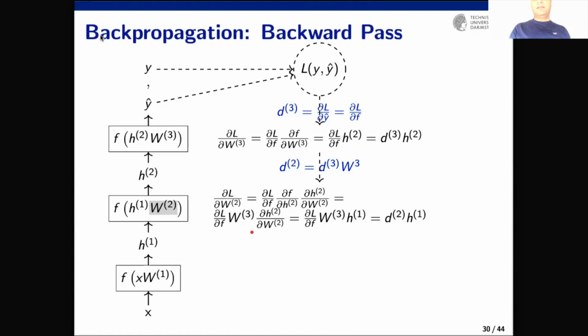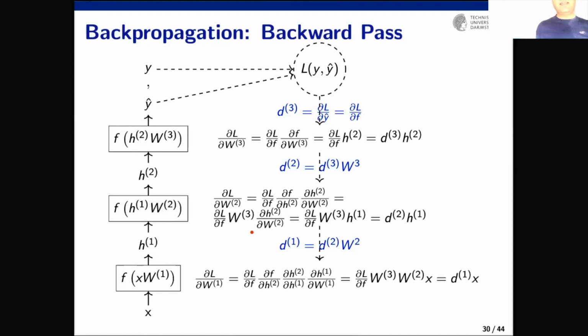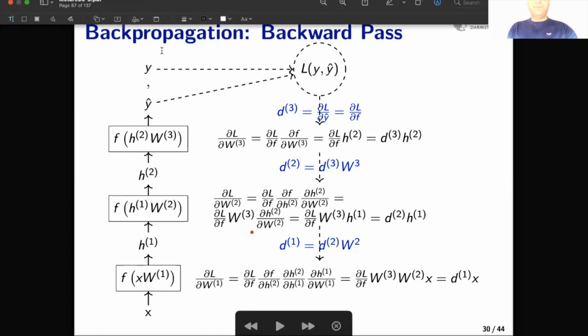Okay, now we can go to the next layer. The derivative of D2, we multiply D2, the error at this point, by the weights of this layer, and this is the error at this step. So D2 times W2 is D1. And based on that, we can calculate the loss for the first layer.